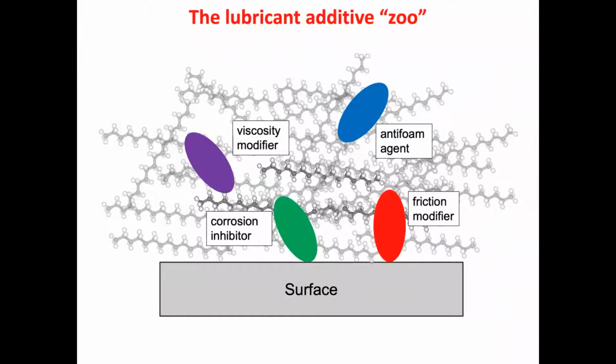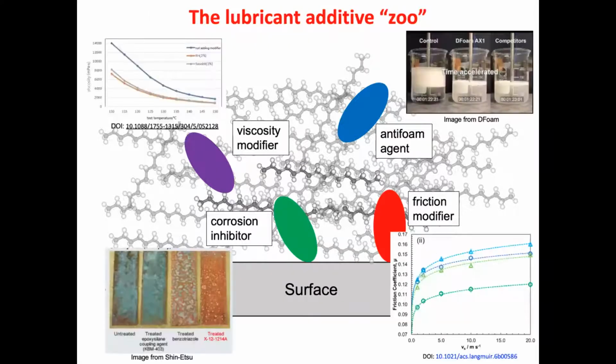So we all know that lubricants have a zoo of additives added to them, which have different functionalities and behave in different ways. And in general, what we know about these additives comes from macroscopic experiments. So we know their macroscopic behavior. For example, for an antifoam agent, we will know how much foam will be formed with stirring, with or without the additive or with different additives.